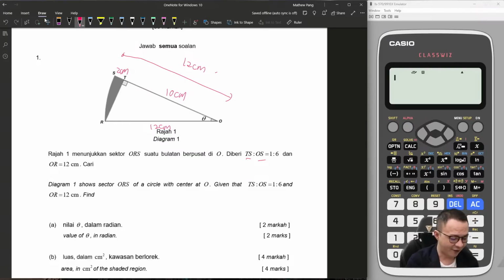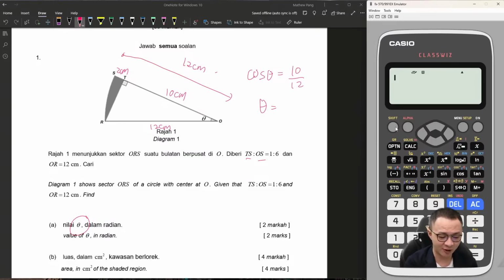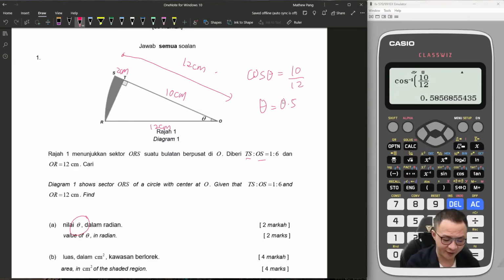Okay, now I can find the theta because this is a right angle triangle. I can use SOHCAHTOA to find. So obviously here I will use the cos. So I say cos theta equals adjacent over hypotenuse. Since I want my answer in radian, I think I will straight away use the calculator. So shift cos 10 over 12. So it's 0.5857 radian. Okay, if 3 decimal, I think it's cool also. 0.586 radian should be fine.